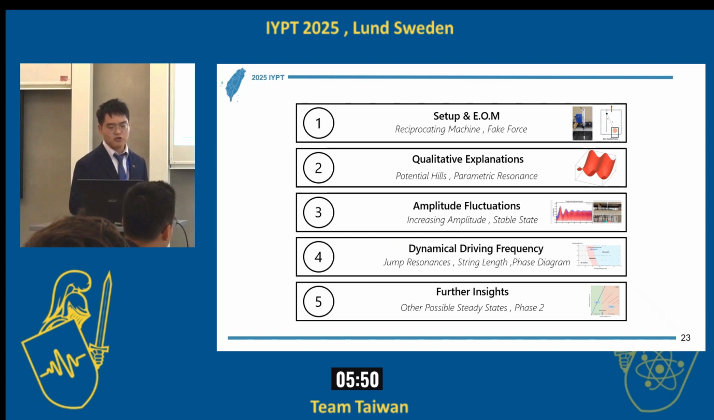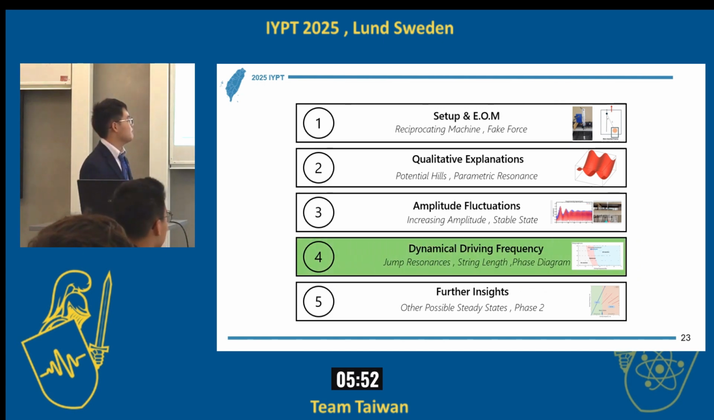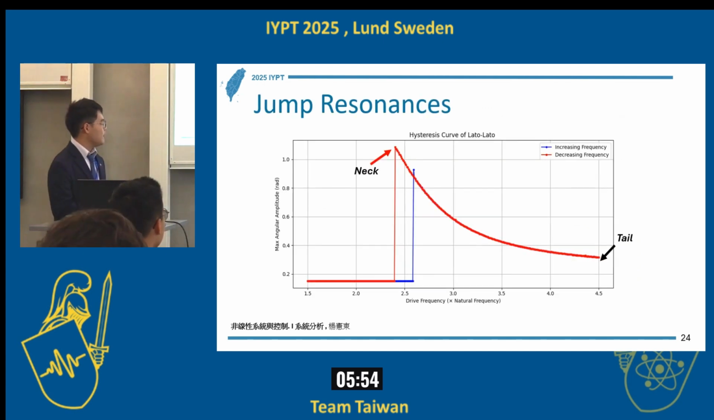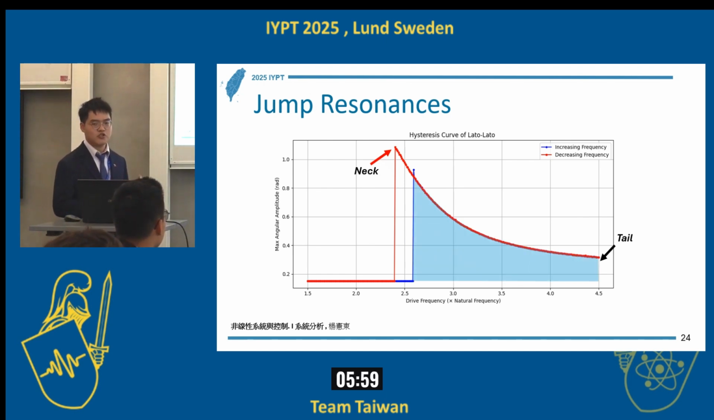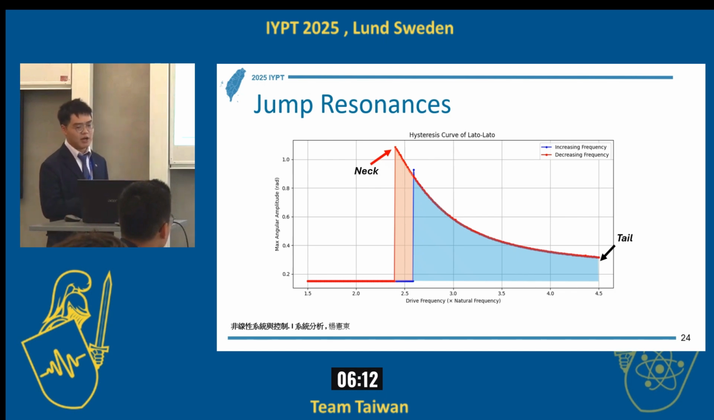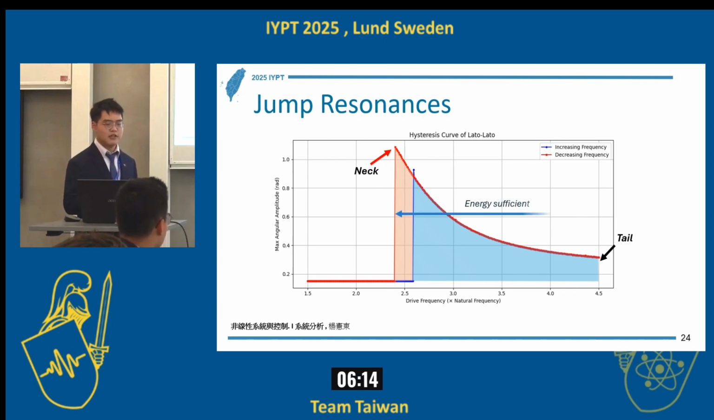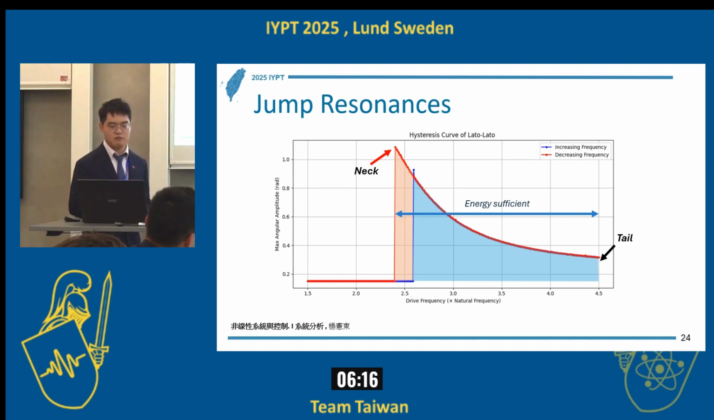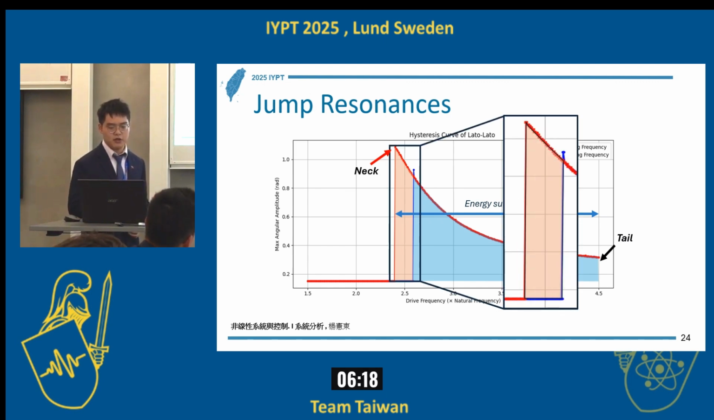Next, let's move on to my dynamical driving frequency. At a driving frequency, there will be a resulting amplitude. This is called a jump resonance. When we increase the driving frequency, the resulting amplitude will decrease. If we then decrease the driving frequency, some previously not possible amplitudes become possible. This is because the energy is sufficient to maintain the system, but not sufficient to initiate it, demonstrating a hysteresis in the system.